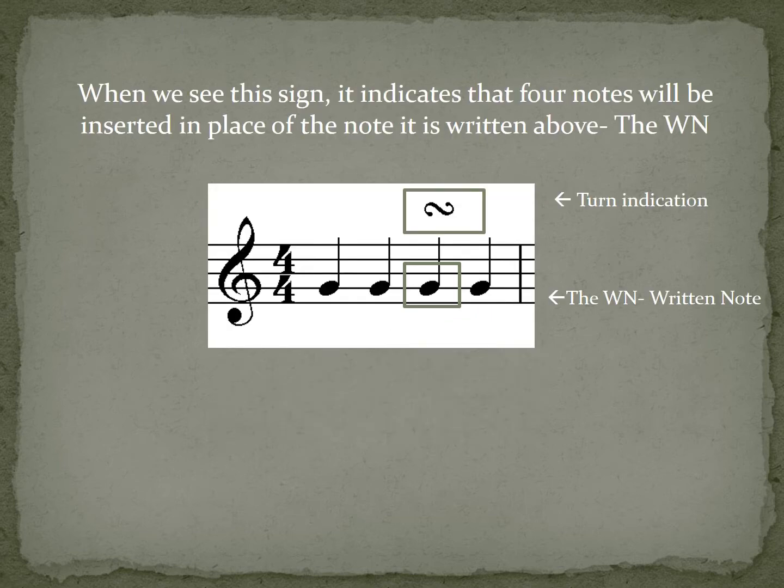Now when you see this sign, it basically is an abbreviation, and it means that you're going to be actually replacing the written note with 4 notes, and they're going to be inserted in place of just that one note. In other words, the written note. You can see above the written note, the G, the turn indication, that's the sign for it. And of course, just to reiterate, the WN is the letter G, or the note G.